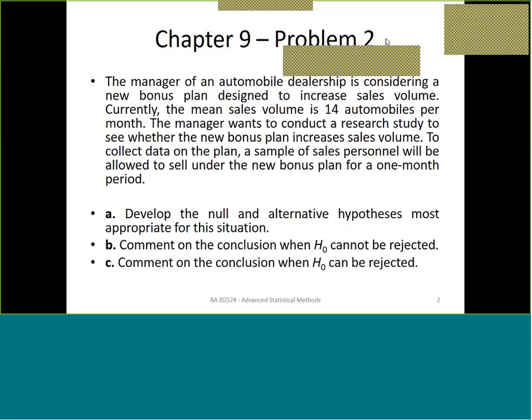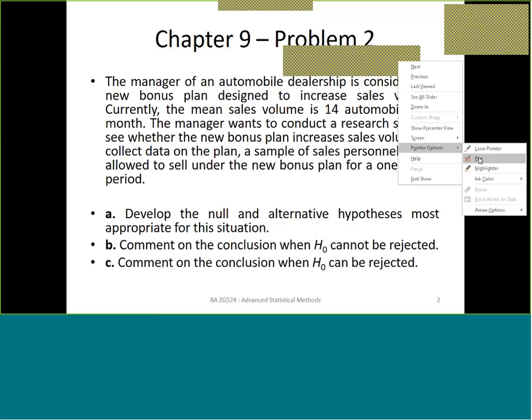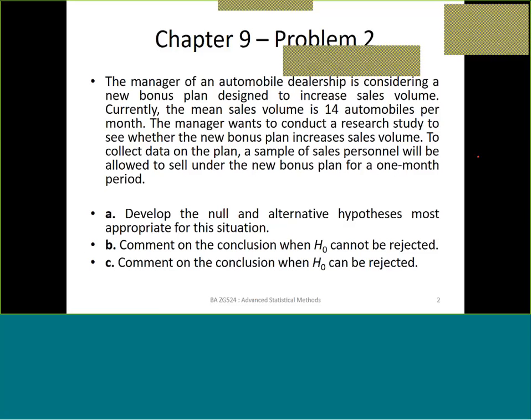So HA is the new bonus plan increases the sales volume, and H naught is there is no difference between the new bonus plan and the old one. In such a case, what will be your H naught and HA? So your HA, that the new bonus plan increases sales volume.